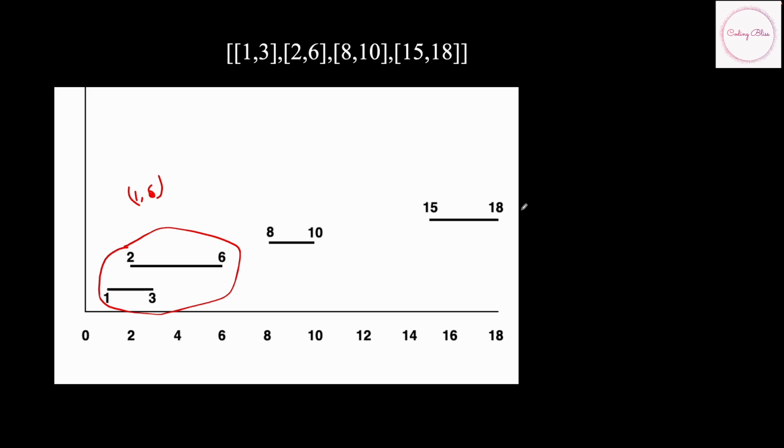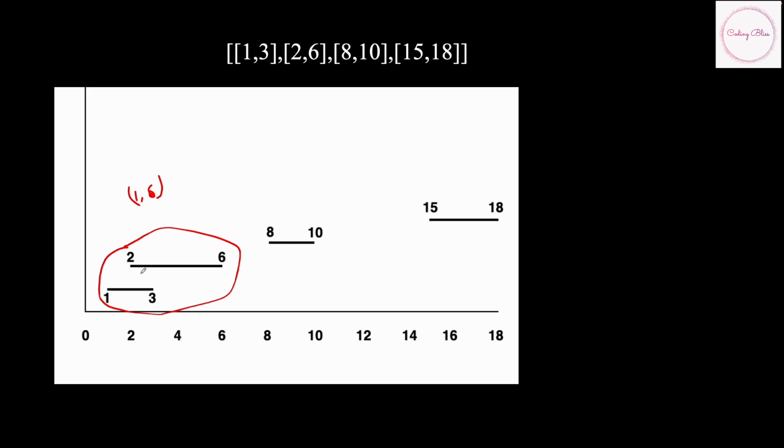Now let's get to the intuition of the problem. Once it is sorted, let's assume this is my start I and end I, or start 1 end 1, the first interval. Since it is sorted, the best that this start I can be is equal to 1, or it will always be greater than 1. So that is one part.